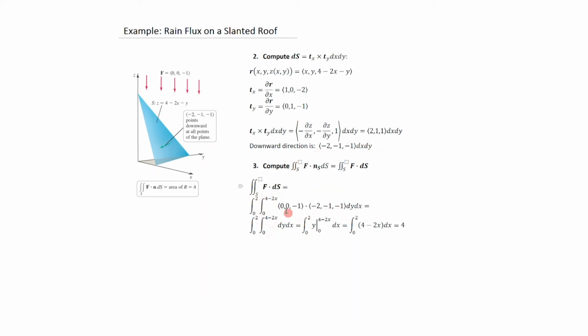So if you perform the dot product, then you get a 0 contribution for the first term, 0 for the second, and the last one will give you 1. So that means dy dx, that's why you end up with this. And the rest is just a matter of taking the integration to its conclusion, and the result is the flux being 4.